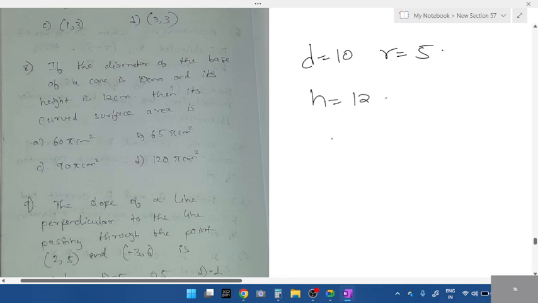For a cone, there is curved surface area. What is the curved surface area formula? Pi r, curved surface, yeah, curved surface area, right? Whichever is curved, not the total, this part.